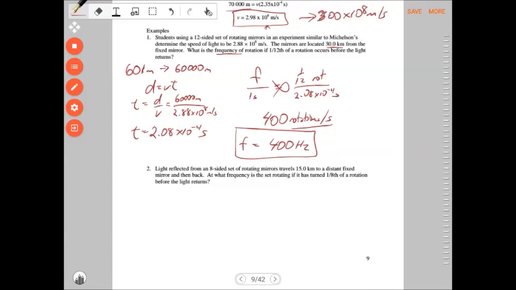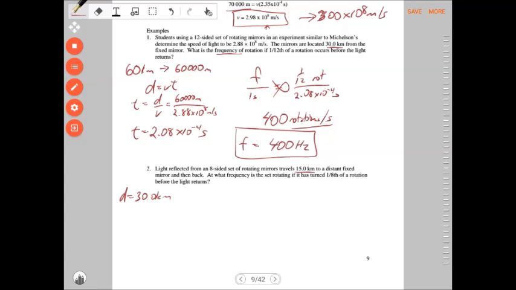Number 2, light reflected from an 8-sided set of rotating mirrors travels 15.0 kilometers to a distant fixed mirror and then back. At what frequency is the set rotating if it is turned 1/8 of a rotation before the light returns? Okay, so this one's very similar to number 1. The idea is, we go 15 kilometers there and then 15 back, so we have a total distance of 30.0 kilometers.